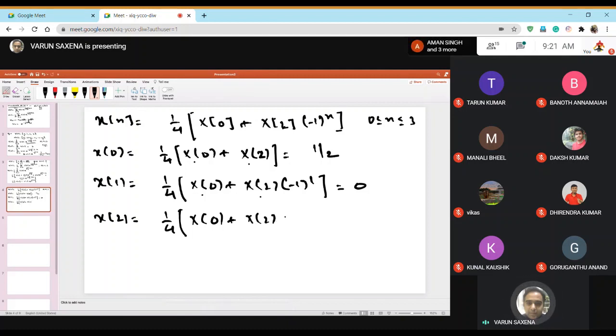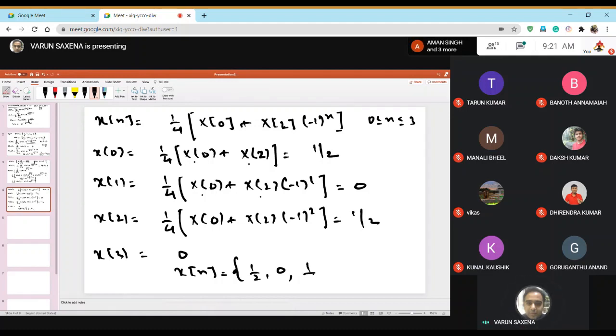So this becomes minus 1 squared. So that becomes half again. And then x3 is always going to be 0. So your small xn, this sequence, becomes 1 upon 2, 0, 1 upon 2, 0. Yeah, am I right? Yeah, 1 upon 2, 0.